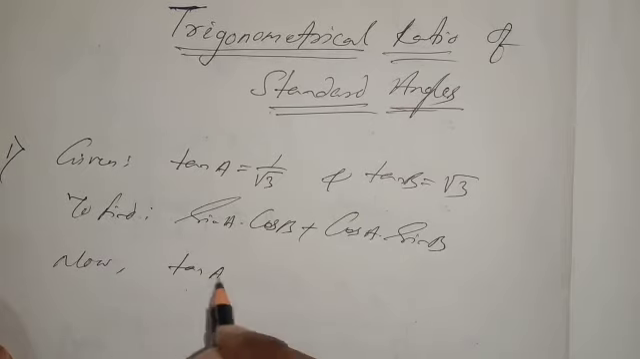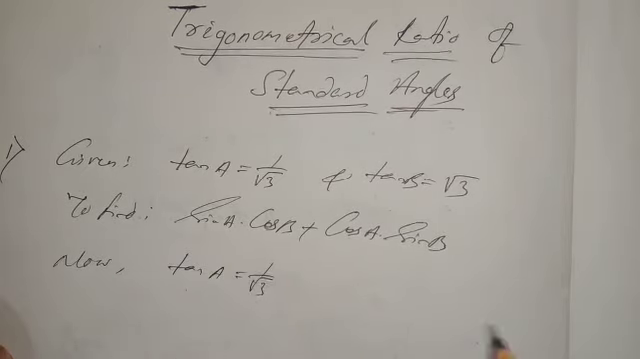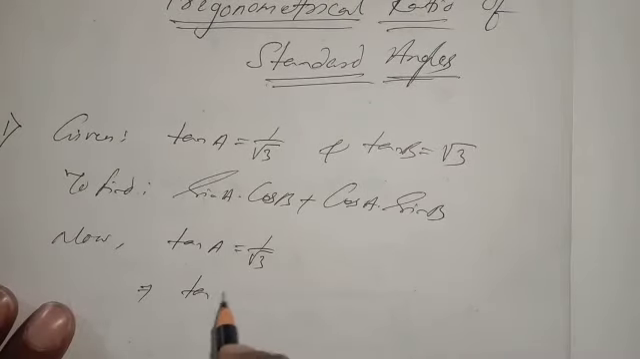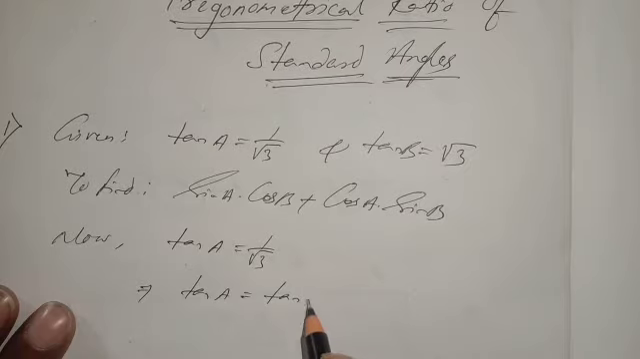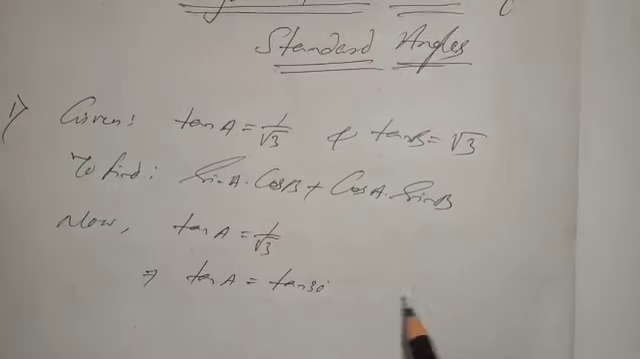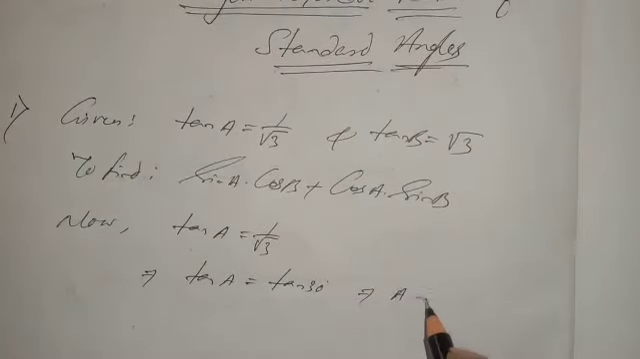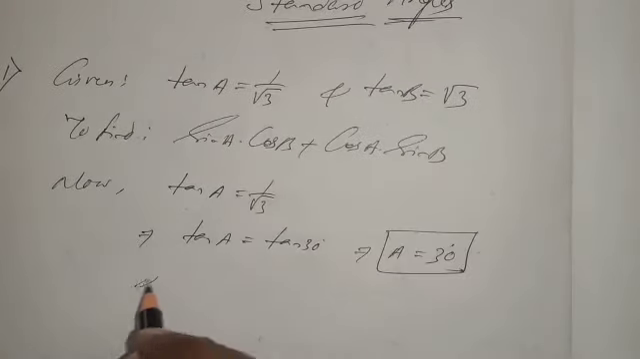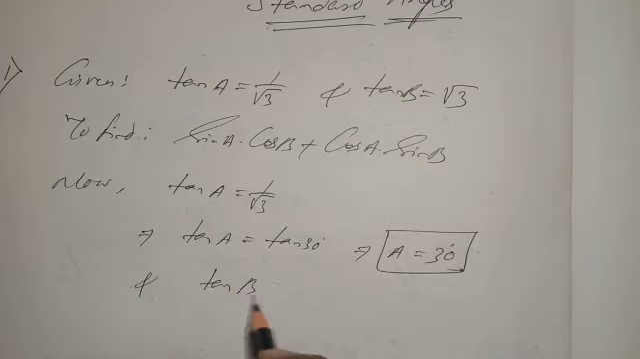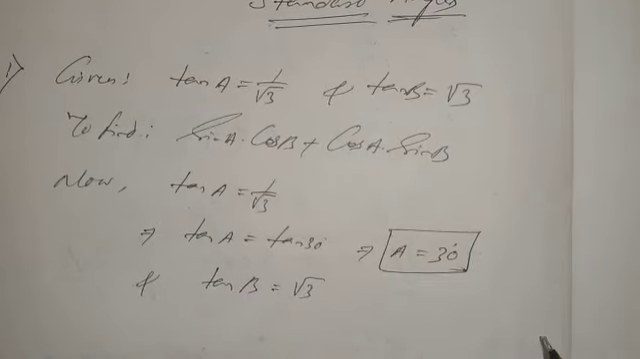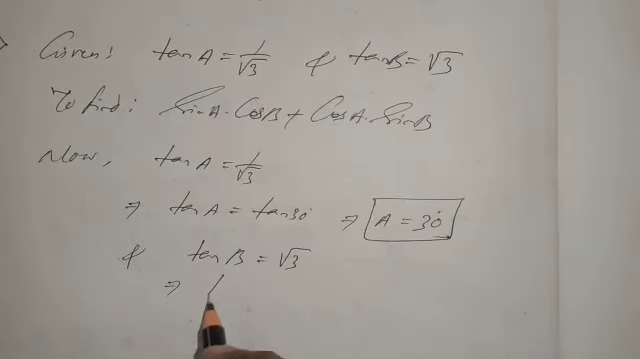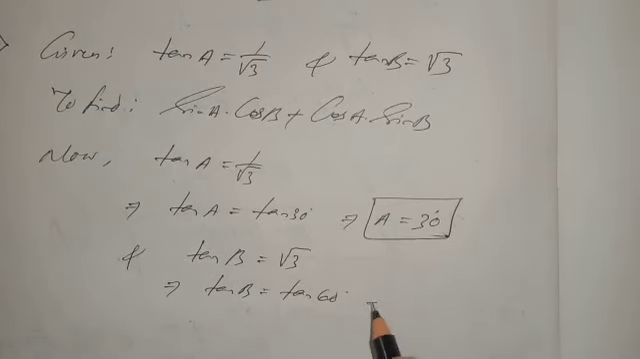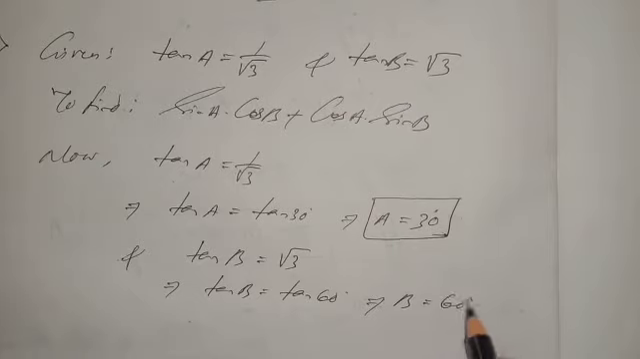tan A is equal to 1 by root 3. That means tan A equals how much? Tan A is equal to tan 30 degree, because tan 30 is 1 by root 3. So this implies A will be how much? 30 degree. A you are getting 30 degree. Same process. Tan B is equal to root 3. Tan B means tan how much is root 3? That means tan 60 is root 3. So this implies B is equal to 60 degree.